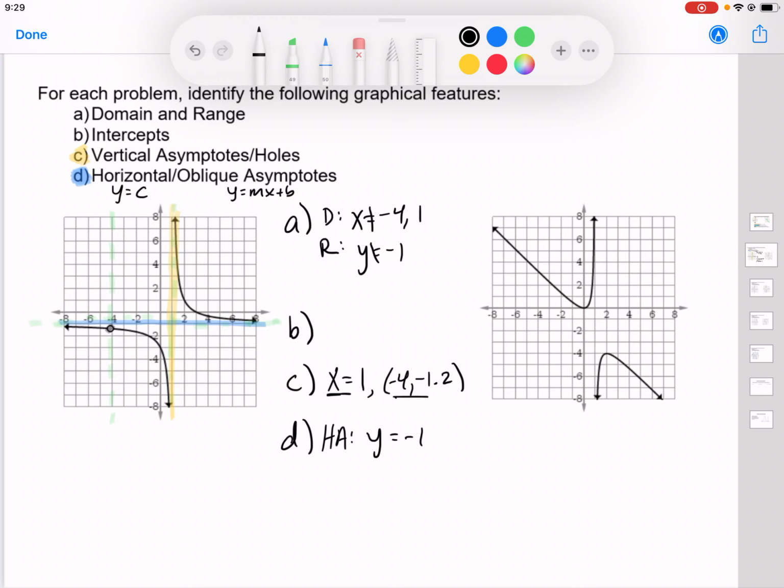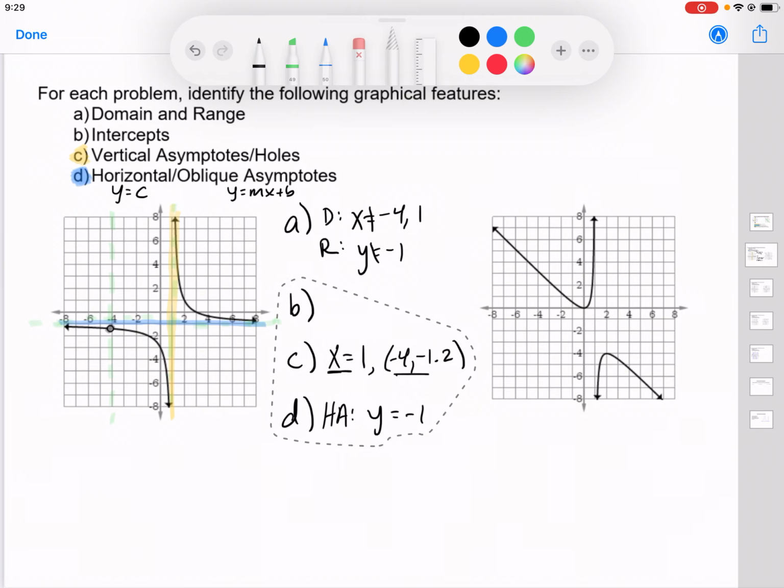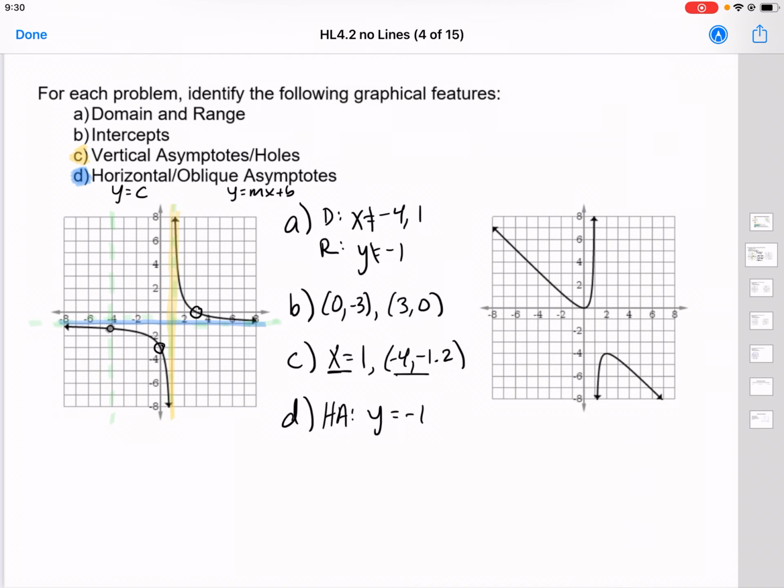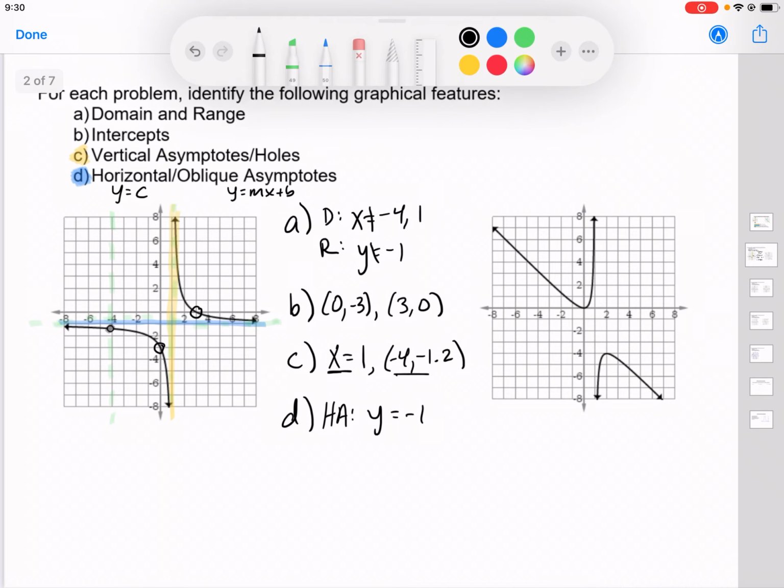Like I said, there are going to be times where that's not actually true, but domain should match up pretty much with letter C, just the opposite. Okay, intercepts, we're just naming x and y intercepts. So there looks like there's a y-intercept at 0, -3, and then an x-intercept at 3, 0. And that's it. Let's go to our next one.